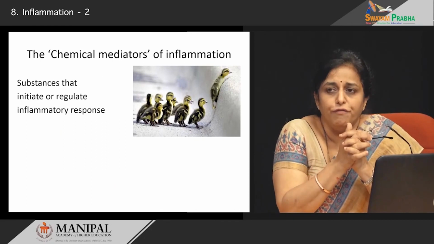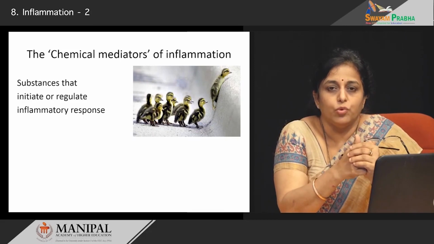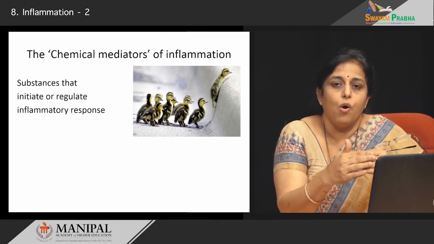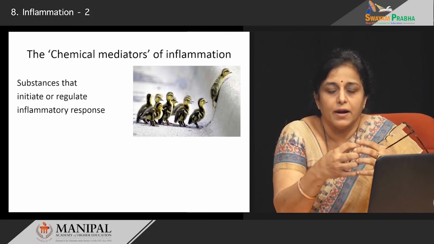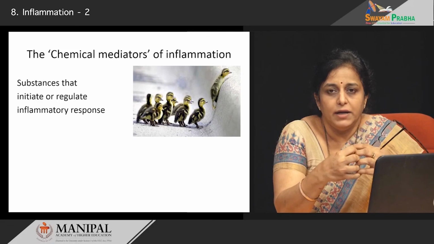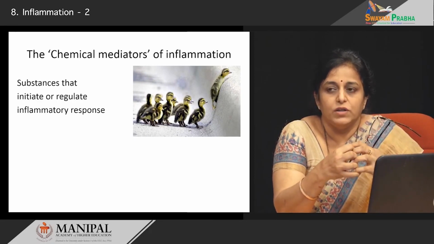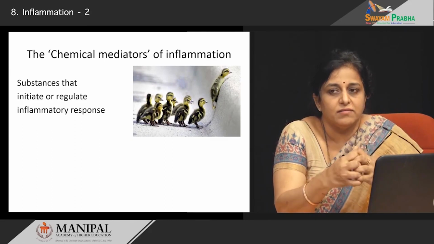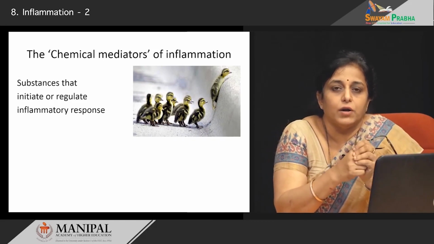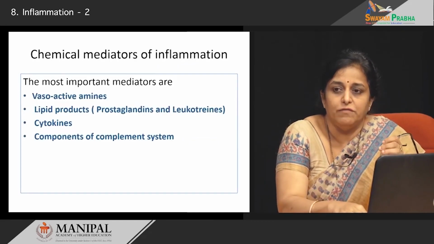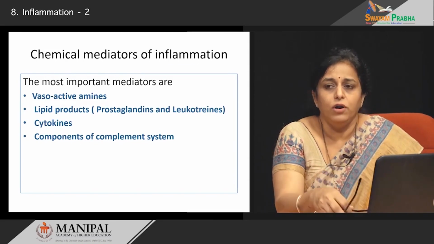Next, coming to the topic of chemical mediators of inflammation. All these steps that are happening within the leukocytes, whether it is the margination or chemotaxis or phagocytosis, all this happens because they are activated and stimulated by various substances that are produced at the site of inflammation. So, the chemical substances that are released at the site of inflammation, which initiate or regulate the inflammatory response, are called chemical mediators of inflammation. And there are various chemical mediators that are involved.